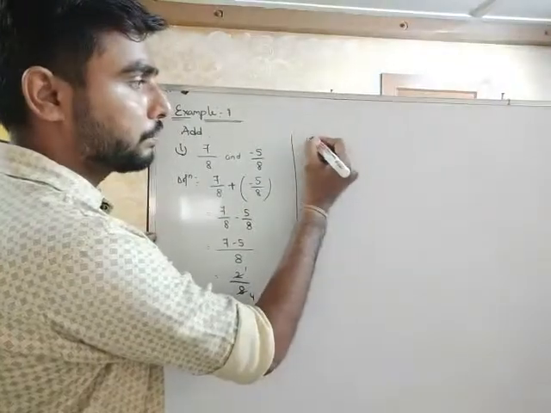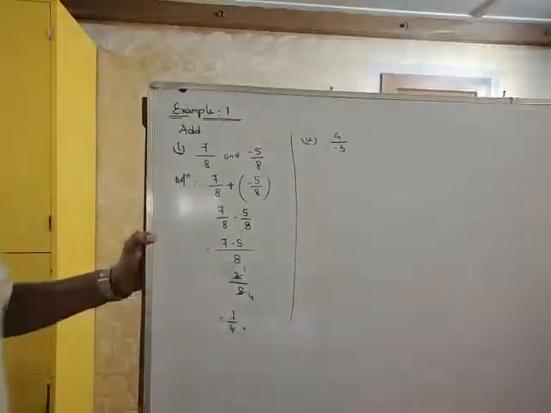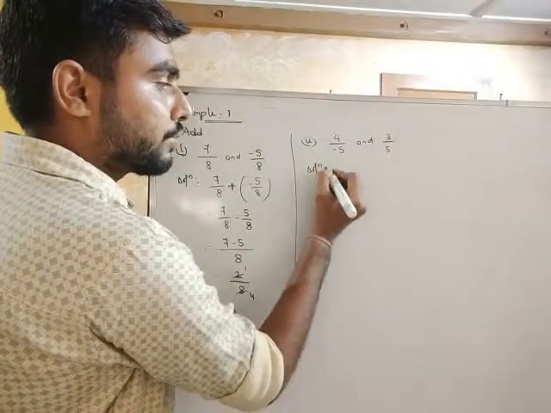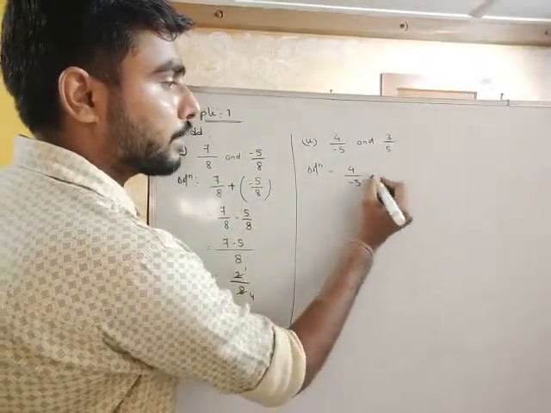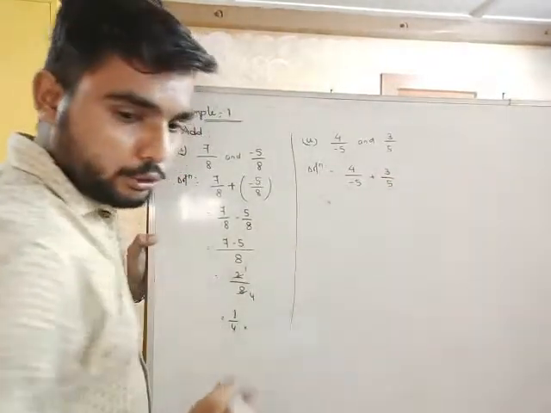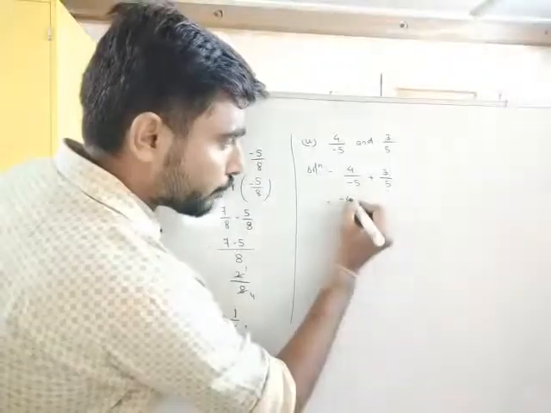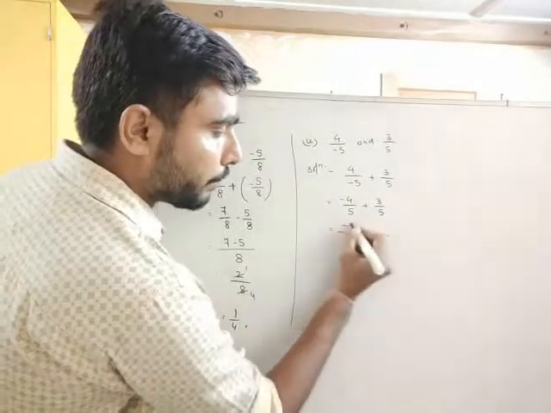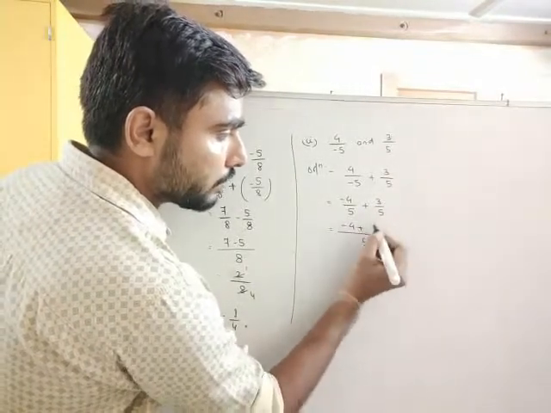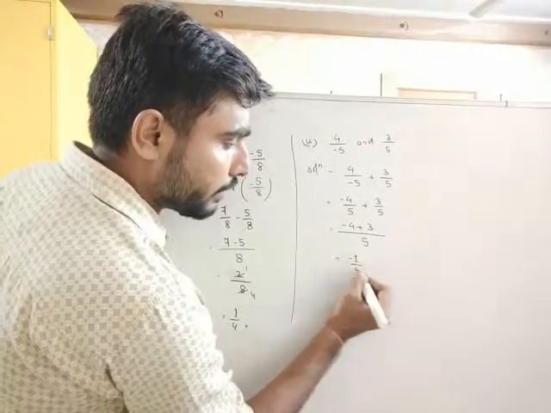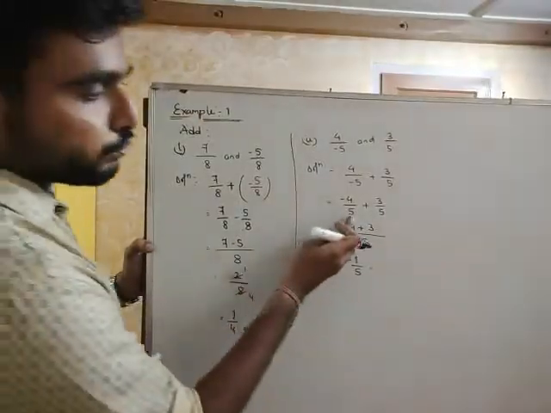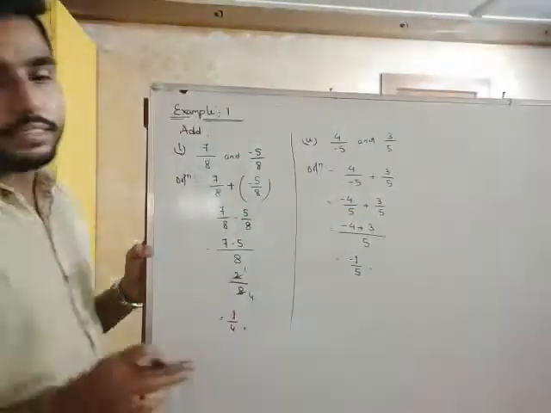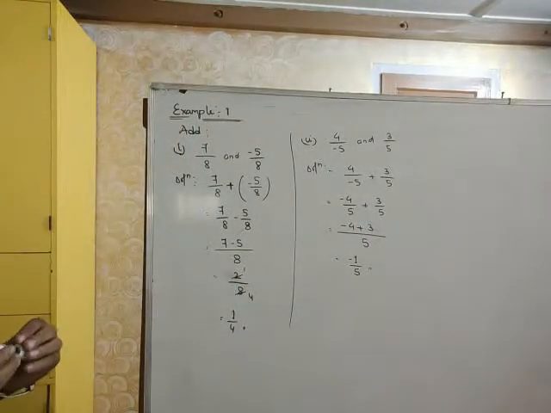Next is number 2, 4 by minus 5 and 3 by 5. So we have to add, so 4 by minus 5 plus 3 by 5. So the denominator should not be negative. So it will be minus 4 by 5 plus 3 by 5. So LCM will be 5, minus 4 plus 3, which is equal to minus 1 by 5. Since the greater number is 4, plus minus minus, subtract, 4 minus 3 is 1. Greater number is 4 having minus sign. So the answer is minus 1. Got it right, all of you? Any doubt?